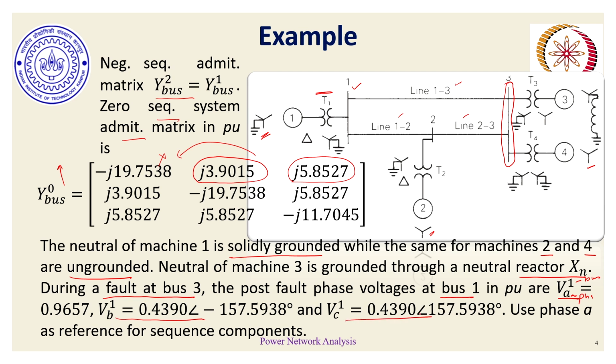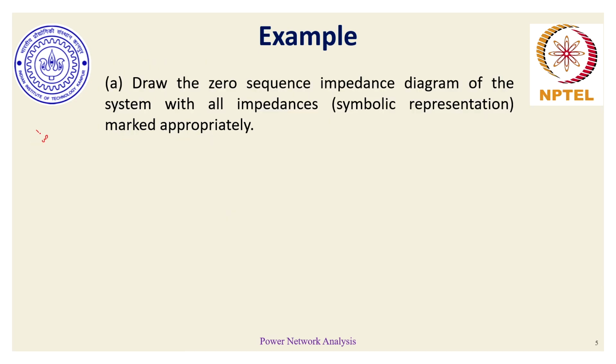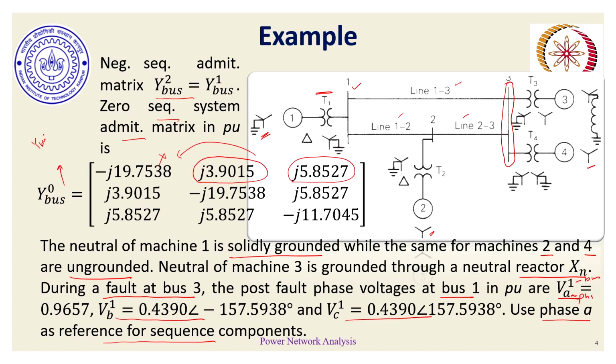And it is also mentioned that if we have to do sequence analysis, the application of Fortescue's theorem, we should use phase A as a reference for sequence components. So essentially, we have the information of the network in terms of Y bus 1, Y bus 2, Y bus 0. The neutral connections are also mentioned, and there is some fault at bus 3 for which these are the phase voltages at bus 1, and you have to choose phase A as a reference for sequence components. So let's see what the next bit of the question is.